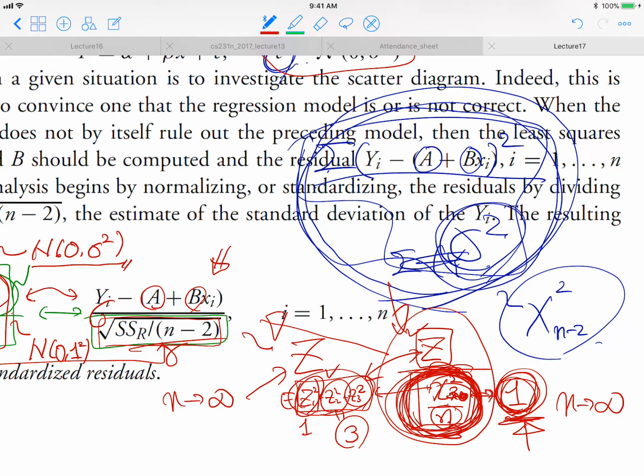maybe 1.001 or something like that. But if n is relatively small, then it will have maybe 1.3 or so, right? So it will have a larger error, right? So as n gets to infinity, this one will be really close to 1, and thus it will converge to just a z.